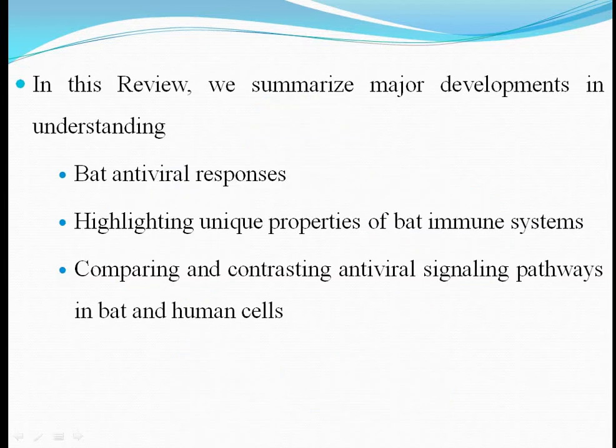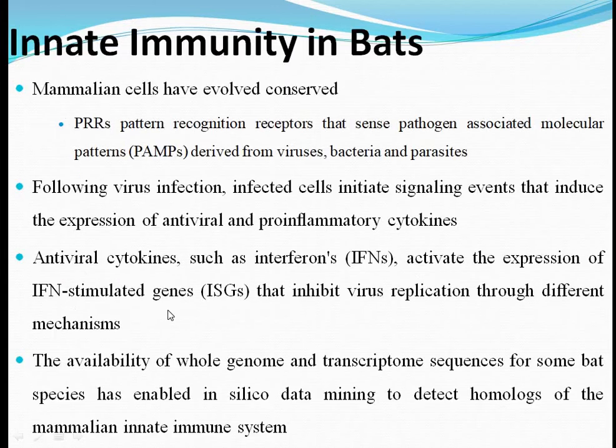In this review, we summarize major developments in the understanding of this novel topic. The first is the bat antiviral response, highlighting unique properties of the bat immune system and comparing and contrasting antiviral signaling pathways in bats and human cells. First, innate immunity in bat cells.